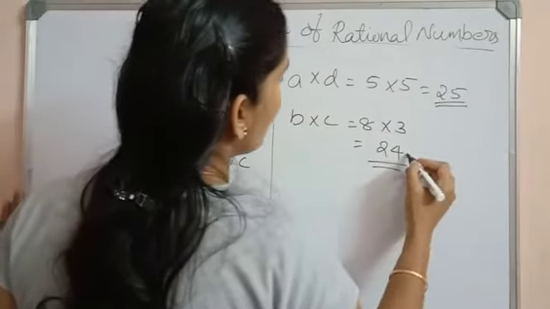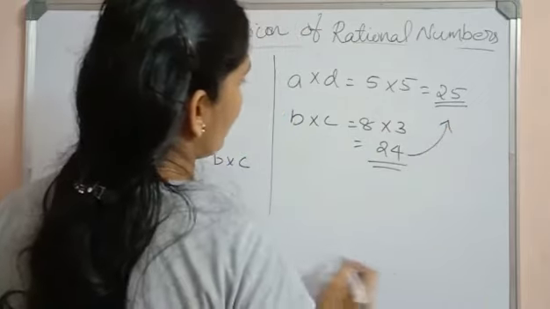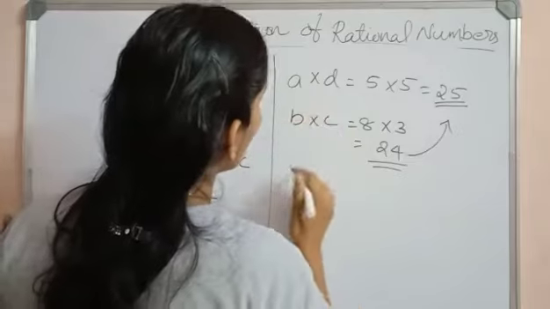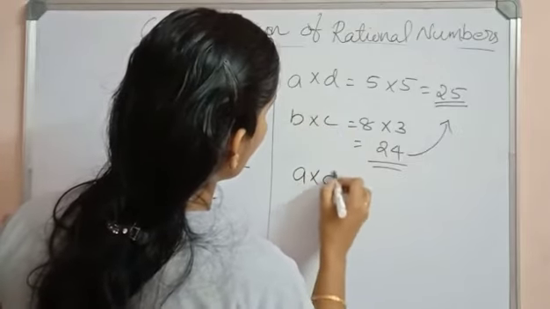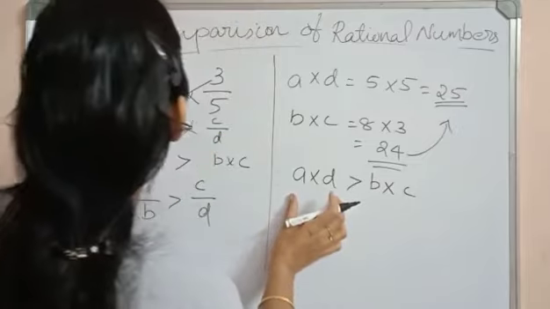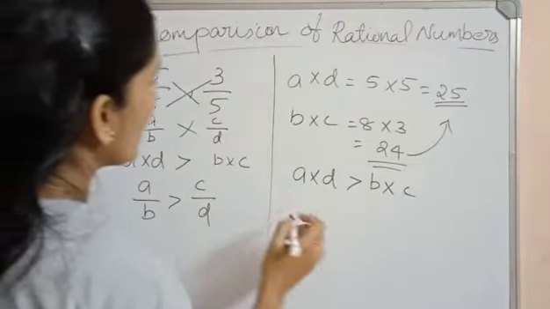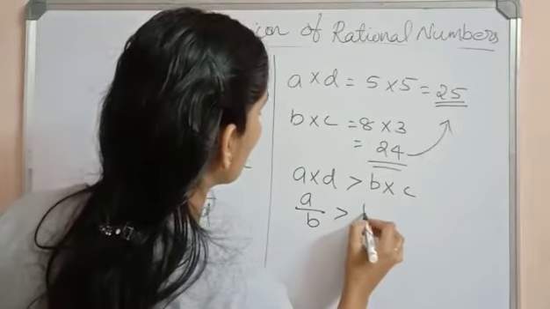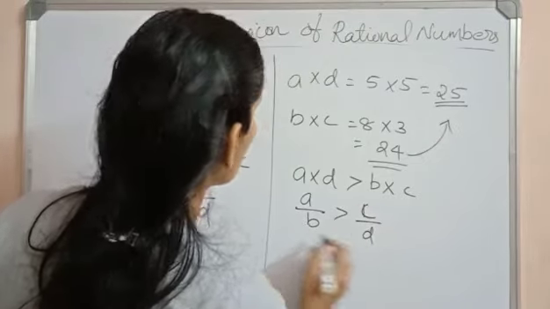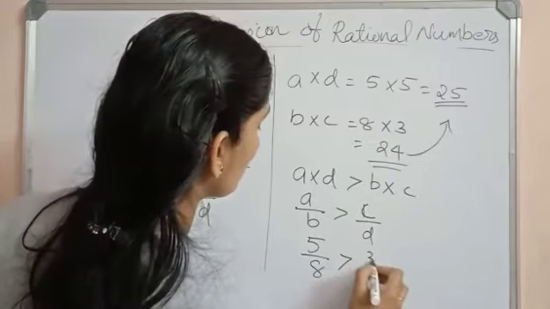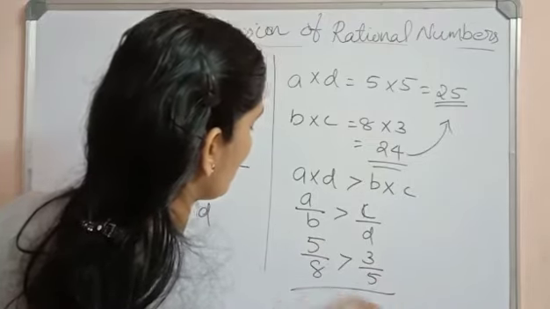As we know, 24 is lesser than 25, or 25 is greater than 24. Here A into D is greater than B into C. We can say that A by B is greater than C by D. What is A by B? 5 by 8 is greater than 3 by 5.